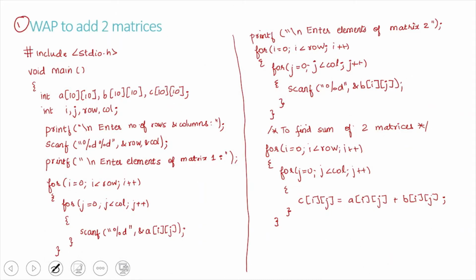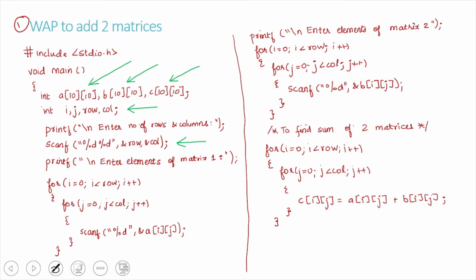In order to add two matrices, first of all, declare the matrices A, B and C, which will be the resultant matrix. We will require a couple of variables, that is row, column, then a few counter variables for the for loops. Next, we have to prompt the user to enter the number of rows and columns, and scan them into row and column.